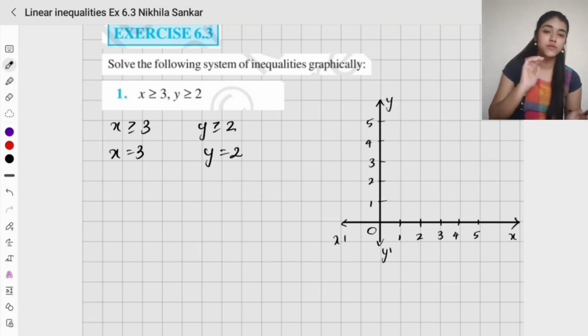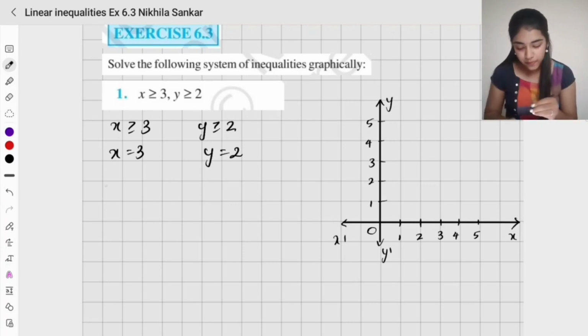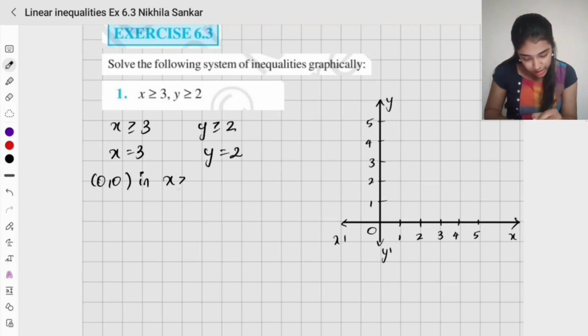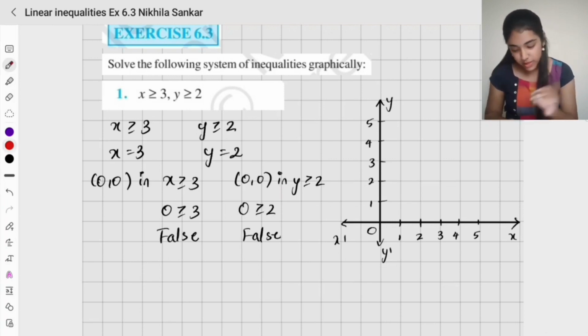Please watch my previous videos for example questions. I have explained it in more detail there. Here I am going a little faster when it comes to very basic questions. Okay? Now, is 0, 0 included? In x greater than or equal to 3, 0 greater than or equal to 3 is false, so 0, 0 is not included. Similarly, in y greater than or equal to 2, 0 greater than or equal to 2 is also false. So in both cases, 0, 0 is not included.